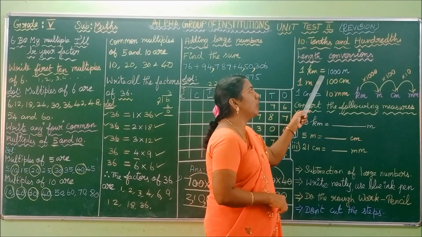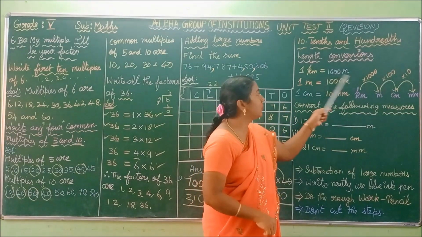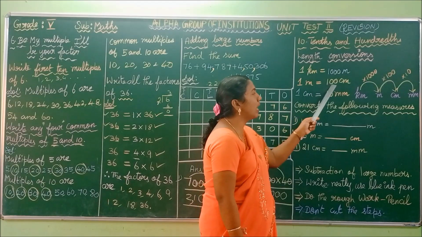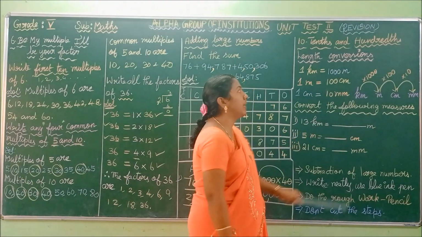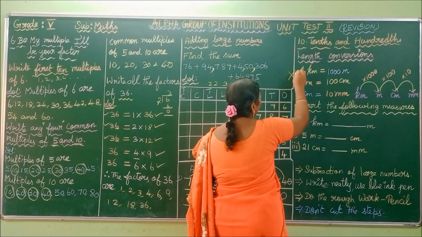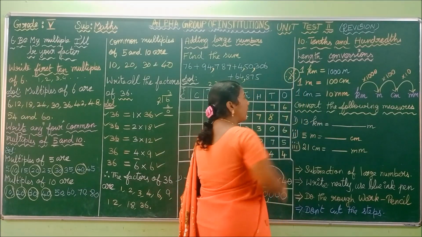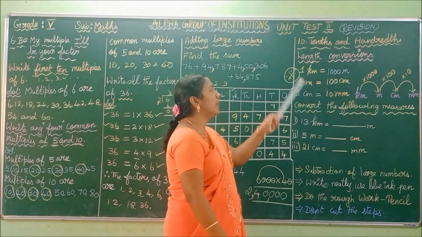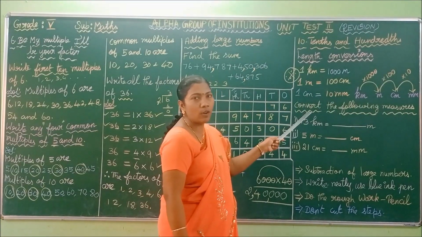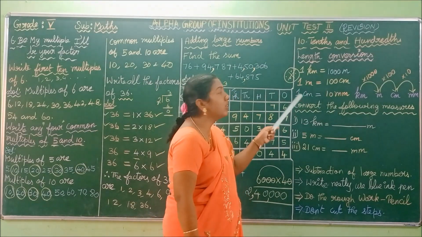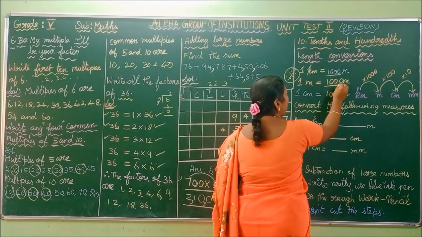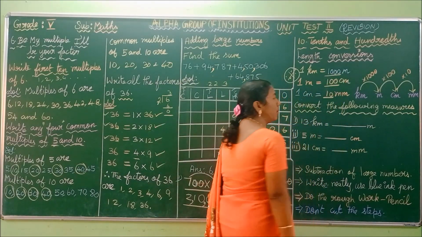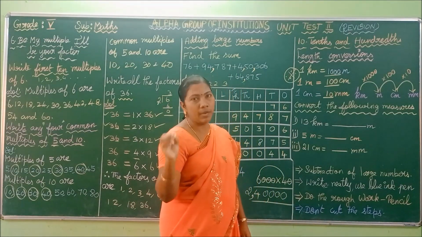1 kilometer equal to 1000 meter. 1 meter equal to 100 centimeter. 1 centimeter equal to 10 millimeter. These are very important formulas. Definitely you will have a 1 mark question based on these 3 conversion formulas. So remember these formulas, children. 1 kilometer equal to 1000 meter. 1 meter equal to 100 centimeter. 1 centimeter equal to 10 millimeter.